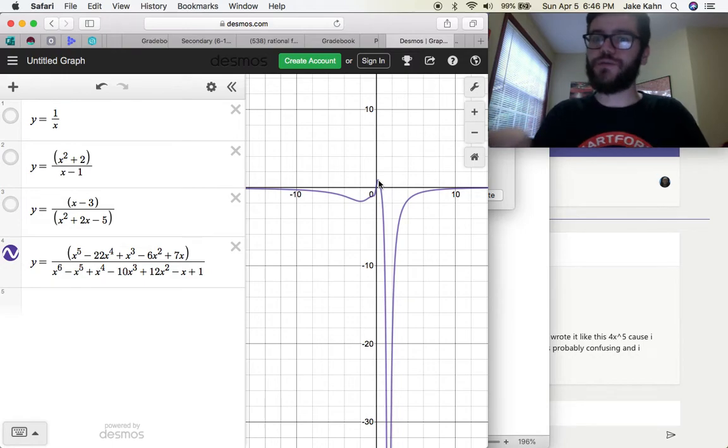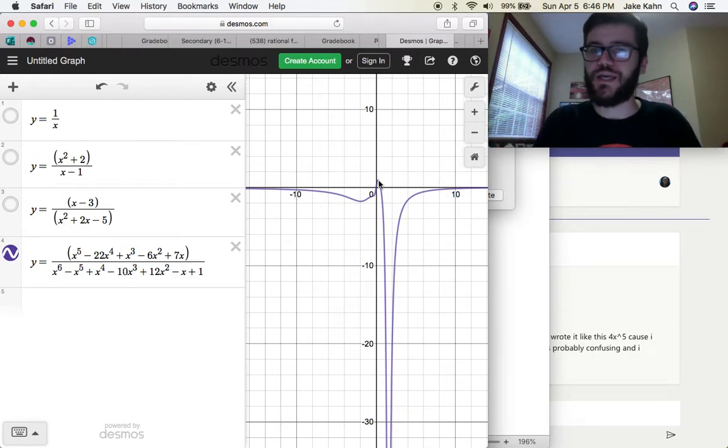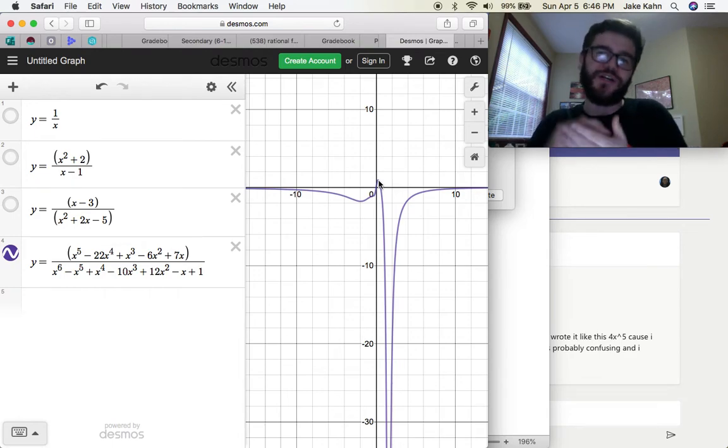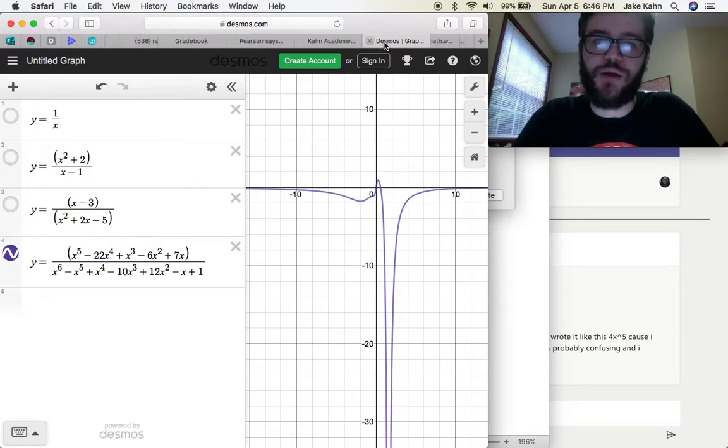Later on in the presentation, we're going to focus on actually finding properties like what are its intercepts, or what are its points of discontinuity, things like that. Let's go back to the PowerPoint.